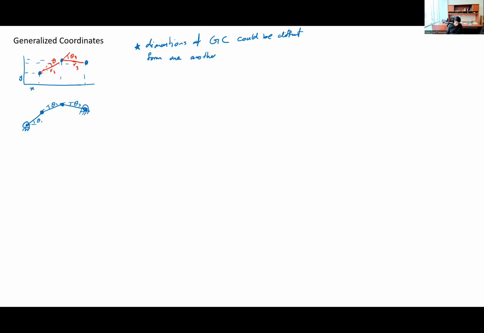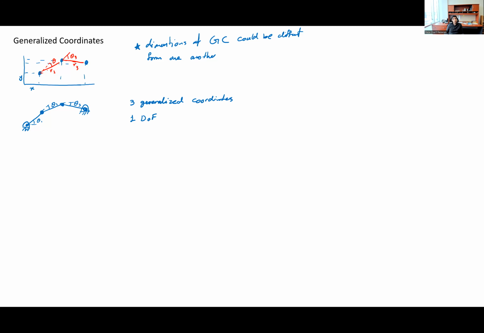I can arbitrarily fix this part as well, build a 4-bar mechanism. I still have these three generalized coordinates to describe the system, but now I have added a constraint, or a couple of constraints possibly, in the x and y direction of the last point. So I still have three generalized coordinates, but my degrees of freedom, I only have one degree of freedom.